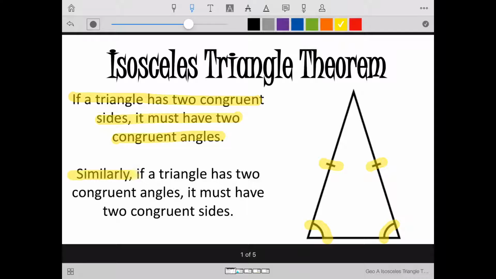Similarly, if a triangle has two congruent angles, it must have two congruent sides. So basically what this is all saying is that if you have a triangle with two congruent sides, you can automatically assume that it has two congruent angles. And vice versa. If you have a triangle with two congruent angles, you can automatically assume that it has two congruent sides. That's the Isosceles triangle theorem. So keep that in mind as we go through the next examples.